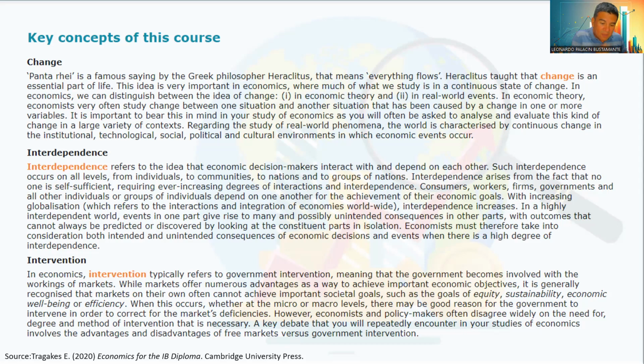So economists and policymakers usually tend to disagree on what? On the level or the degree of intervention. For example, in some countries there is a higher level of intervention than in others. In some, the government lets the market flow, whereas in others the market is highly intervened by the government. So there is a heated debate about which type of intervention is better. This is something very important we are going to analyze in future units.